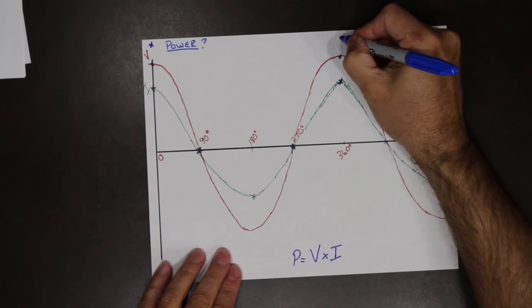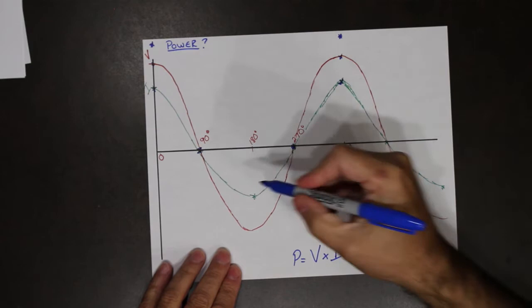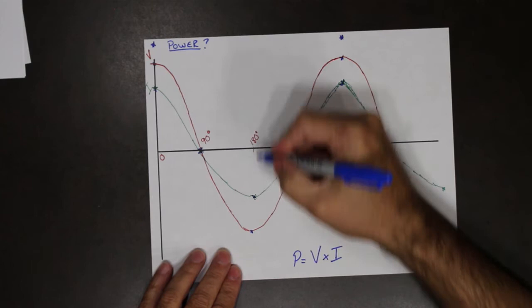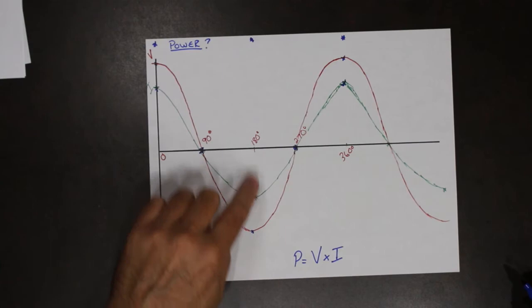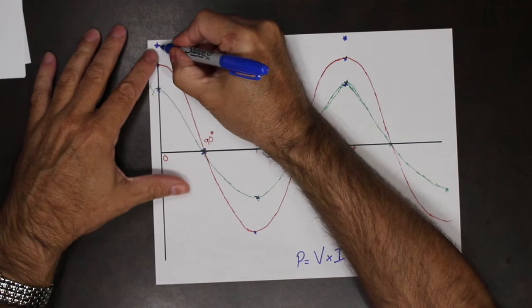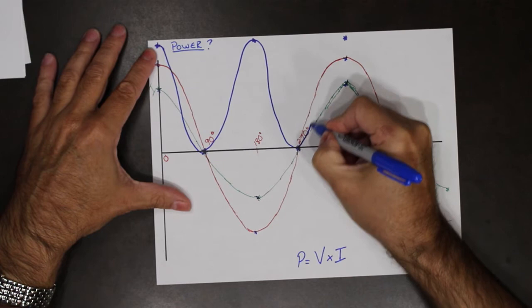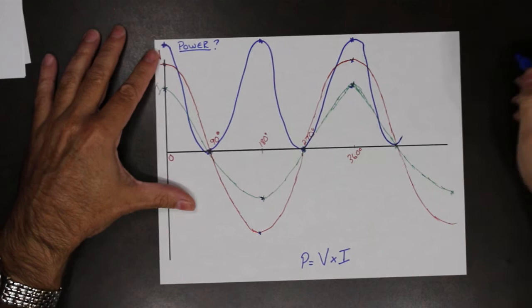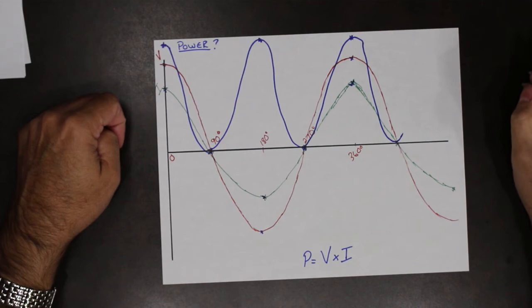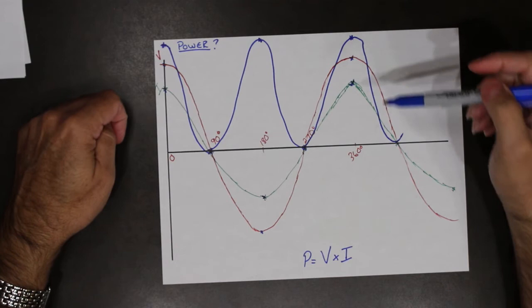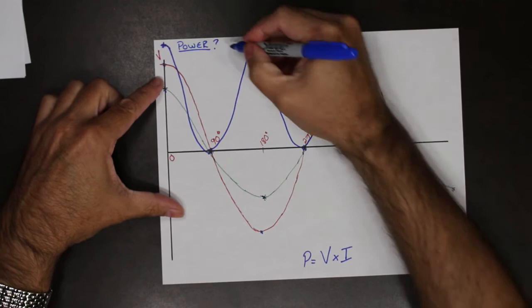Now here's a tricky one. Negative peak times negative peak gives me positive peak. A negative times a negative gives me positive. So if I was to draw a waveform, it would actually resemble this. That would be the power waveform. So in this specific example, a single phase generator, if we looked at the power waveform, it would be this blue waveform.